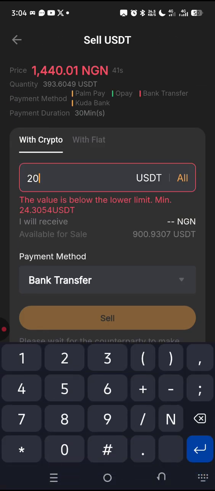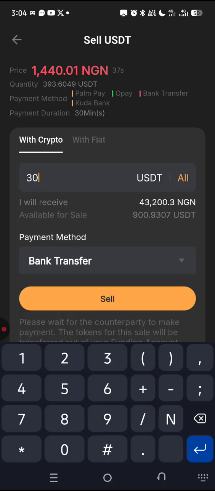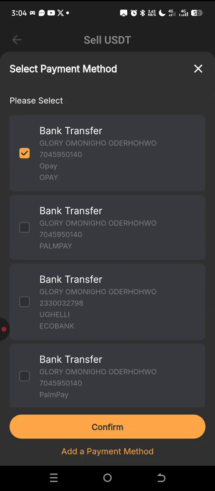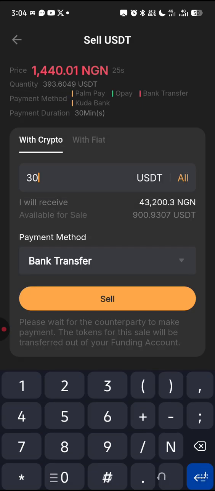Let's assume we want to sell that. The minimum for selling is 24. So I put 30. $30 will give me 43,200. I add my bank. These are my banks. Like I told you, it's already configured. All right, I put my bank that I want to credit to receive it. I click on confirm and I click on sell.